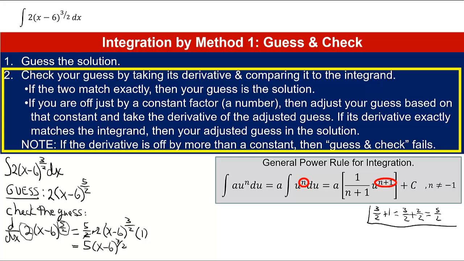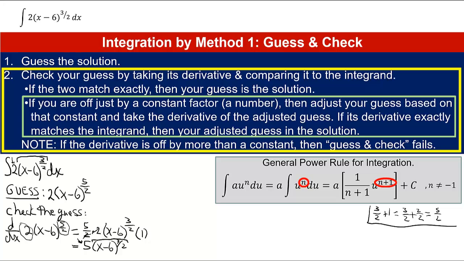Does it match the original integrand? And if you look back, it doesn't. Part of it does. The part that has a variable in it does. Notice you get all of that, but the constant is not right. This has a 5. This has a 2. So it did not match exactly. That doesn't necessarily mean that guess and check failed, because we only differ by a constant. If you differ by a constant factor, you can adjust.